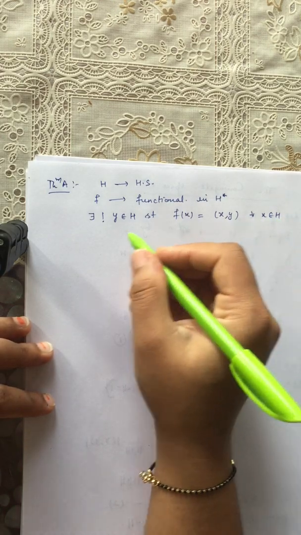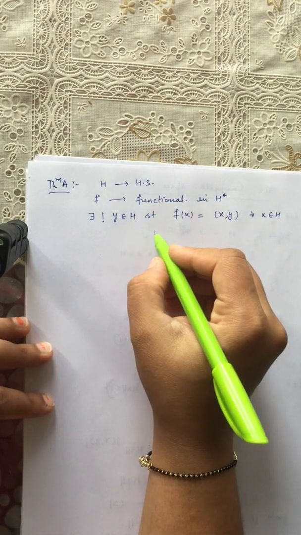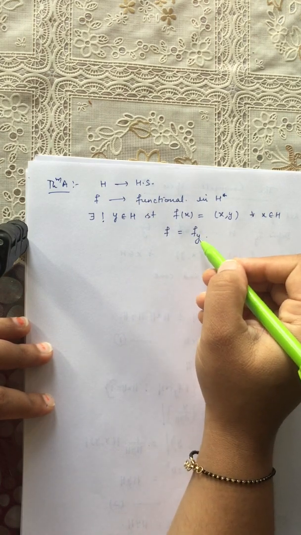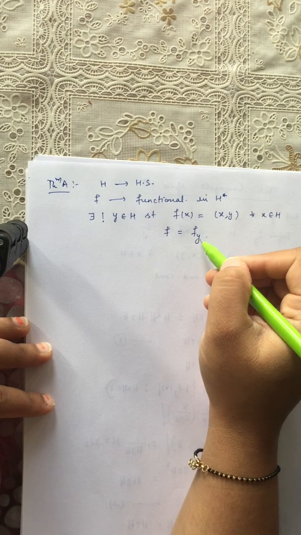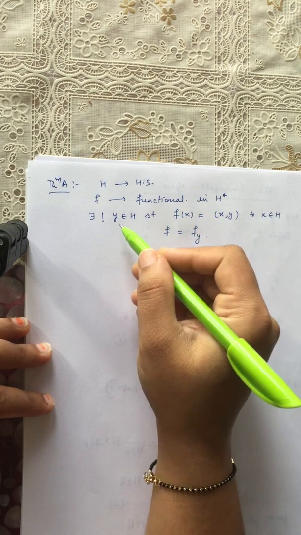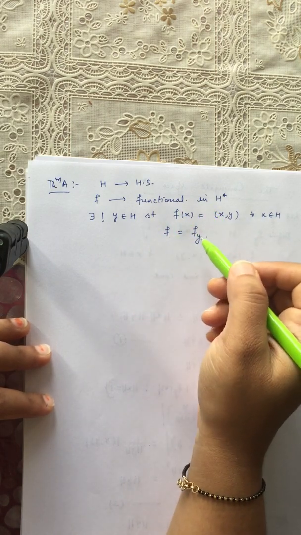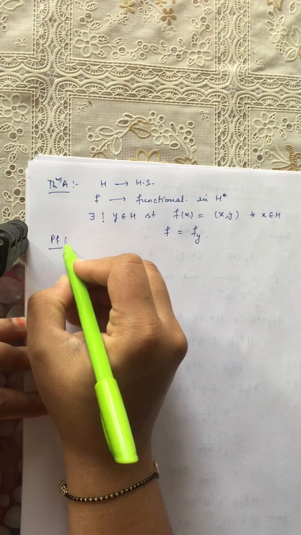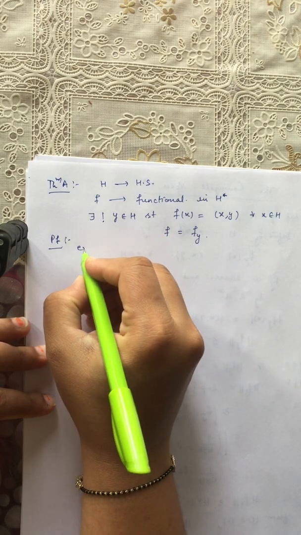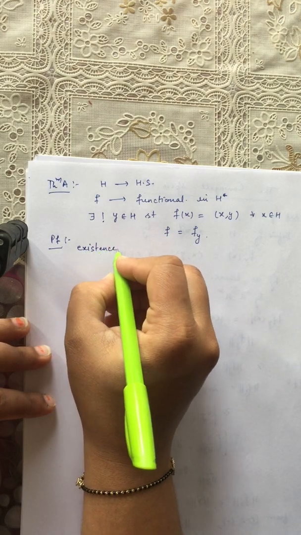Or in other words, we can say there exists a unique y in H such that f is f_y, because the functional f_y is defined as f_y at x is the inner product of x and y. So we prove here that for every functional there exists a vector y for which f is f_y. Firstly we prove the existence of y, and then we will prove uniqueness.